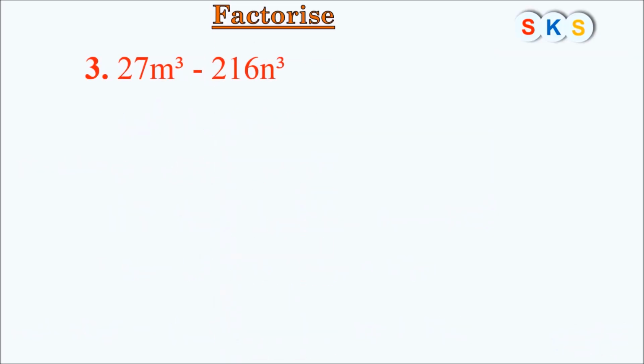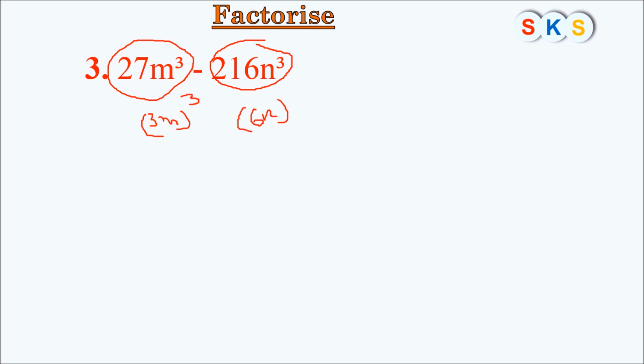Now here we have the next question: 27m raised to 3 minus 216n raised to 3. You can see that both terms are perfect cubes. Here the first term is 27m raised to 3, which is the cube of 3m. And the second term is 216n raised to 3, and it is the cube of 6n.